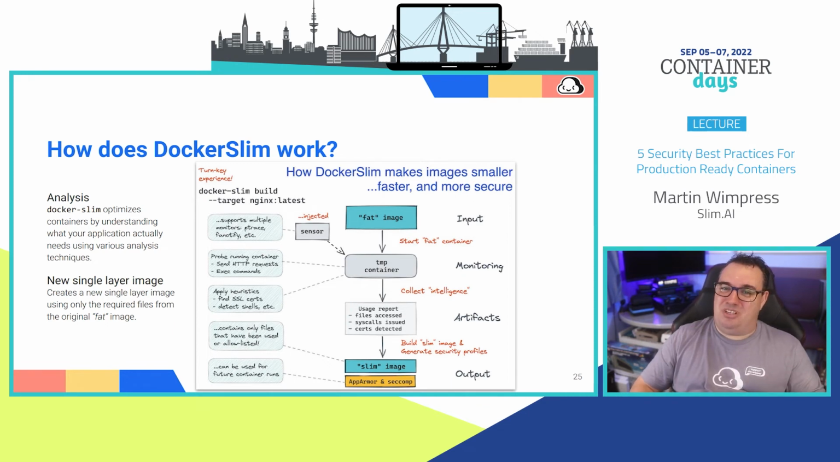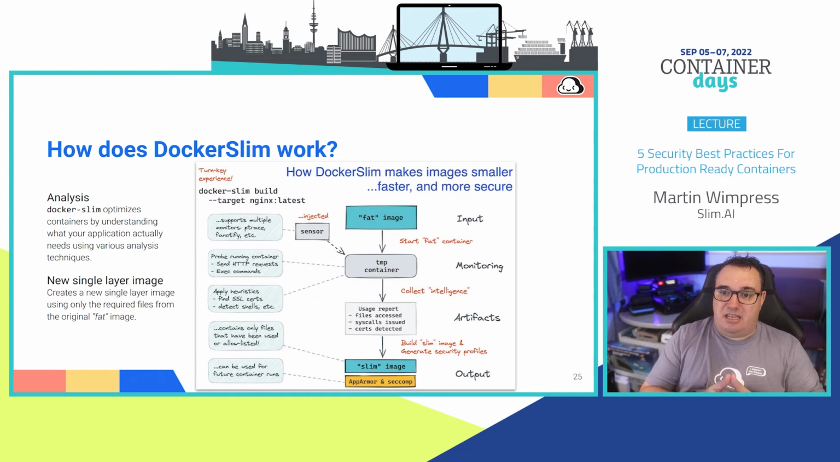DockerSlim optimizes your container images by understanding your application and what it actually needs using various analysis techniques, including static and dynamic tracing. This means things like ptrace and analyzing LDD output. DockerSlim will throw away what the container doesn't need. It will generate a new single-layer container image that is composed from only those files in the original unoptimized image that are actually required for your app to function.